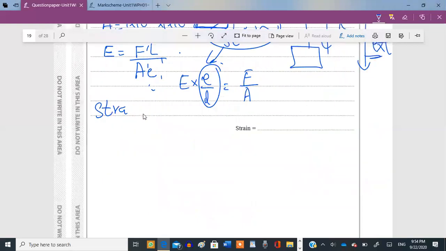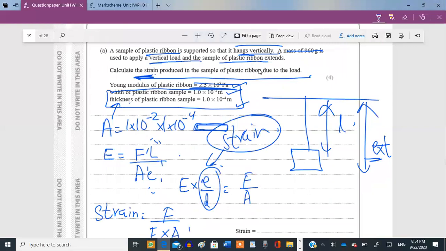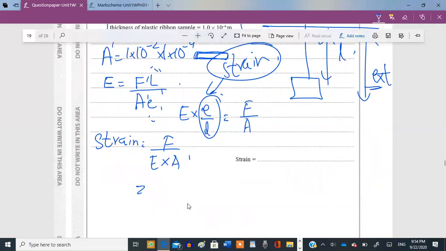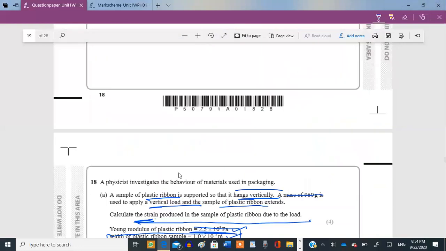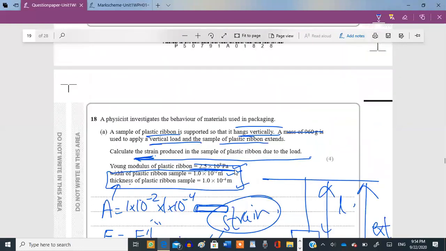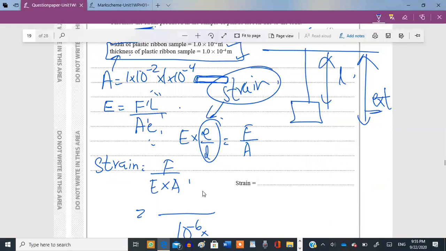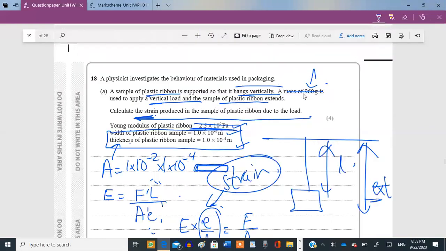Strain is equal to the force upon the Young modulus into the cross-sectional area. You got the cross-sectional area using this formula, so it's going to be 10 raised to the power of minus 6. Multiply that by the Young modulus given to you, which is 2.5 into 10 raised to the power of 9. And the force of the load: the mass of the load is 960 grams. It has to be converted to kg, so it's going to be 960 into 10 raised to the power of minus 3 kg. Now this is the mass, this is not the force. For the force, multiply by 9.81 as well. Get me an answer to this, please.